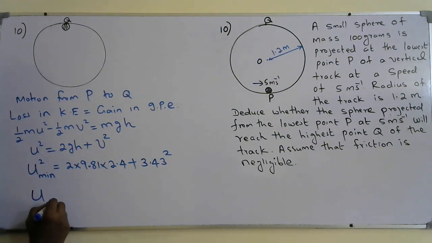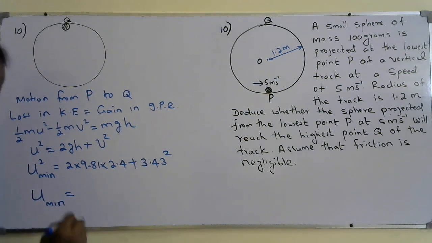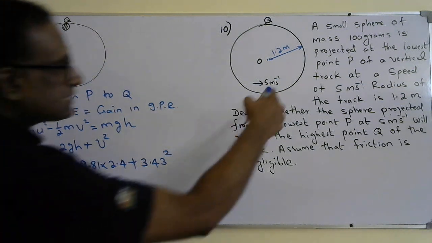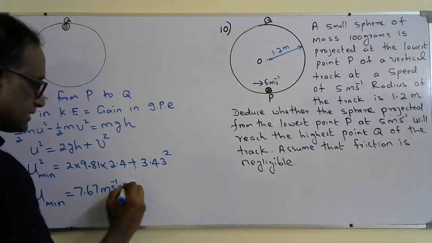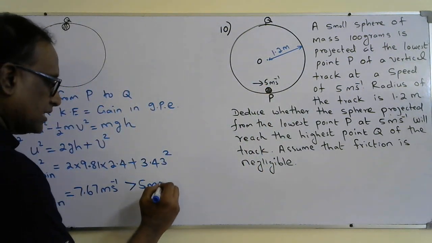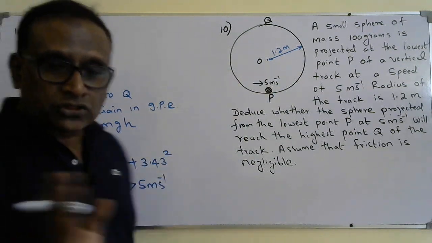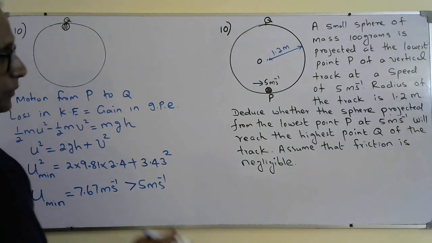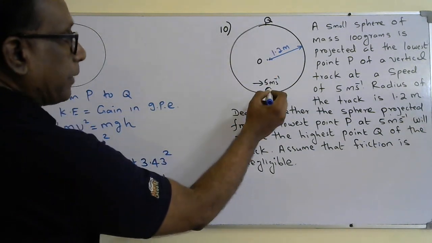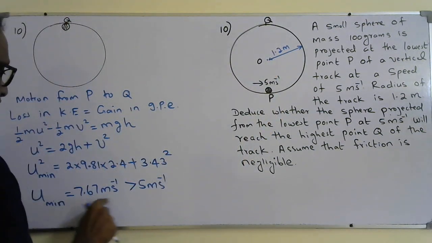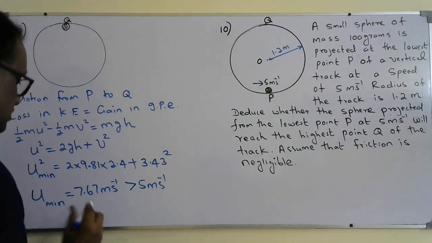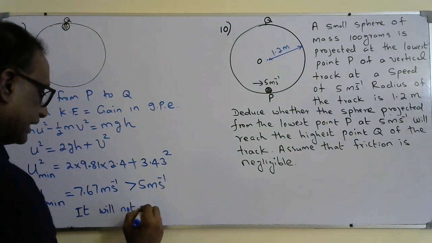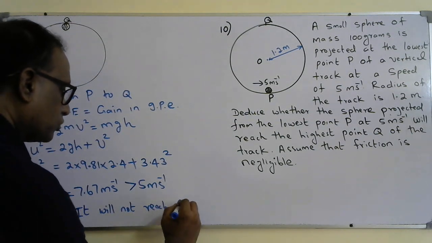Okay, so from this I can find the minimum required initial speed. u minimum will be 7.67, which is greater than 5. This is greater than 5 meters per second. So that means the speed at which we are throwing at the lowest point is not enough to reach the highest point, because if it wants to reach the highest point, the minimum speed at P should be 7.67 meters per second. So it will not reach Q.